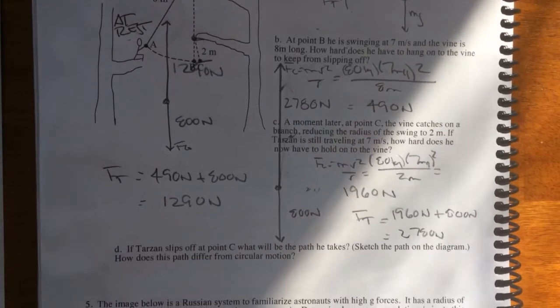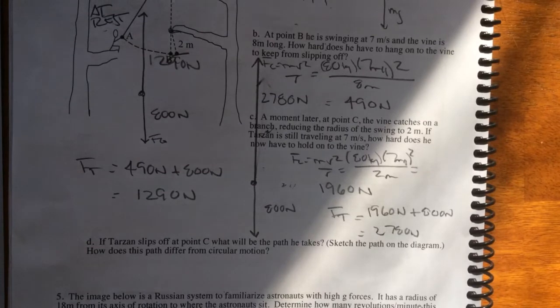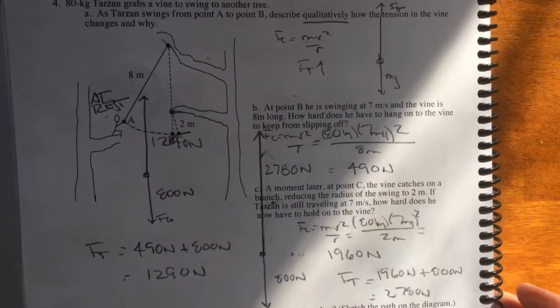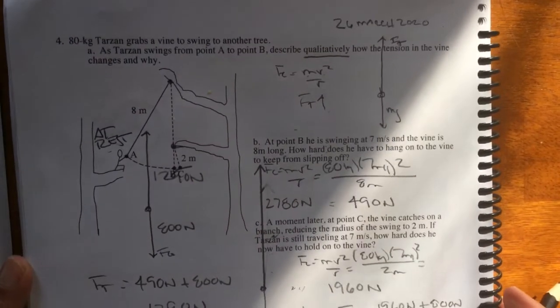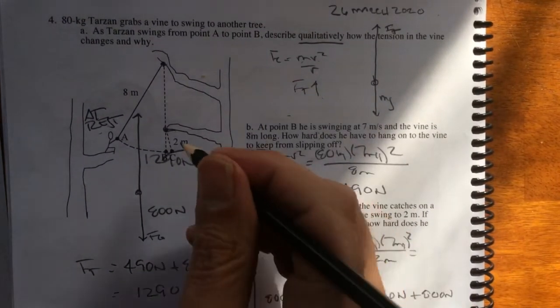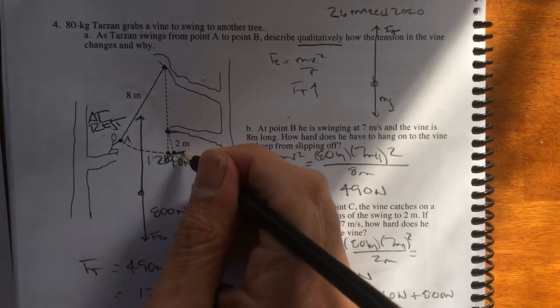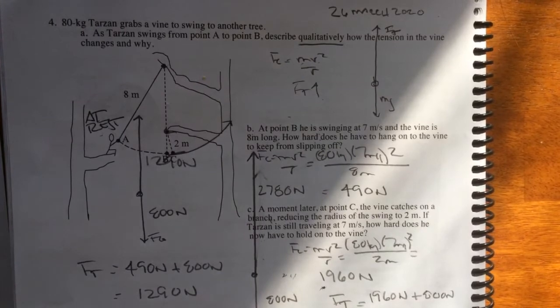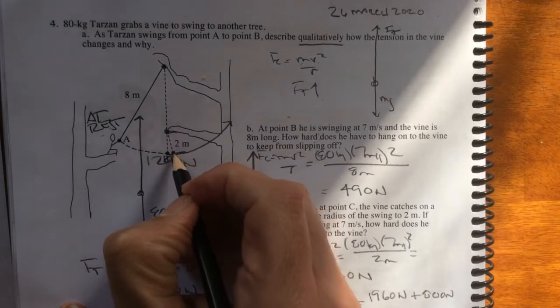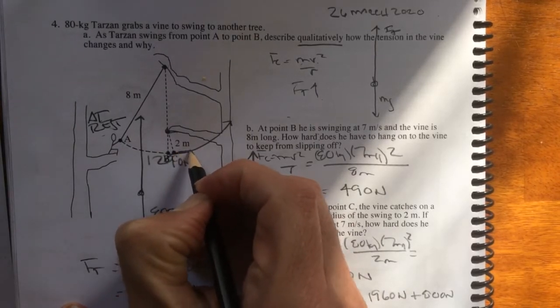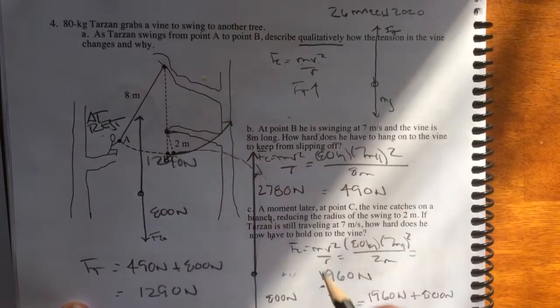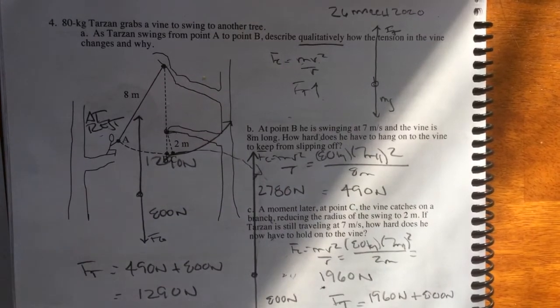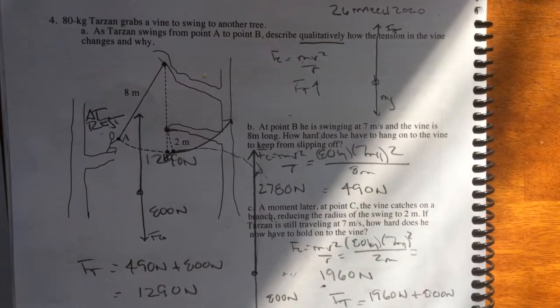Hot diggity dog. Path he takes. If he slips off at point C, he's going to be in free fall. The uninitiated will say he's just going to continue in a circle like that. But I know the people in the super second hour and the fighting fifth hour know that's not going to happen. They know he's going to be in free fall as soon as he lets go of that rope. And you're going to have that nice parabolic motion. It's good.